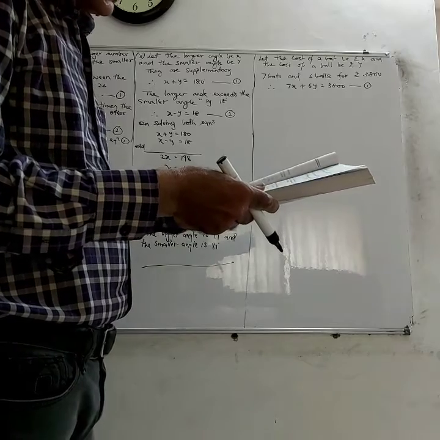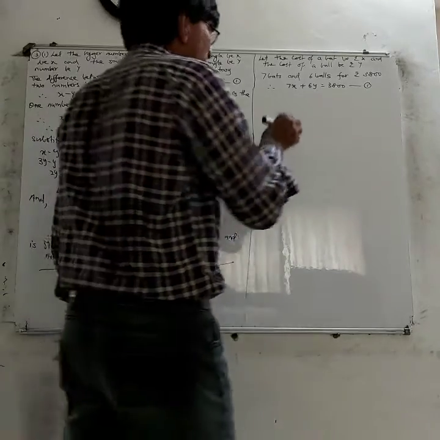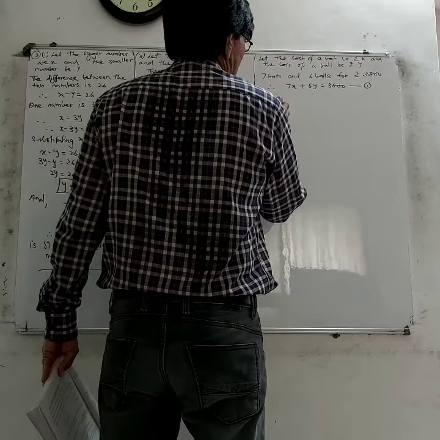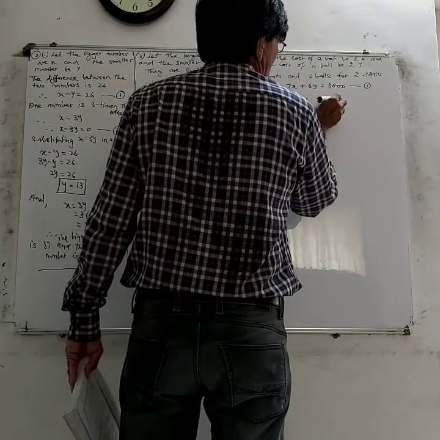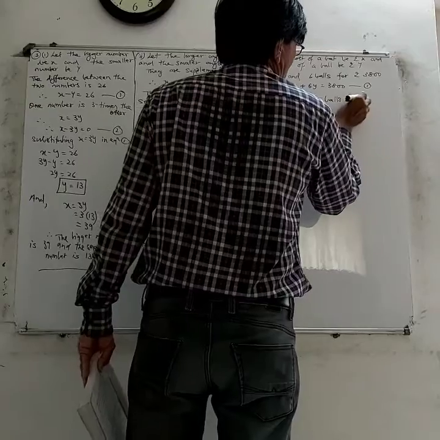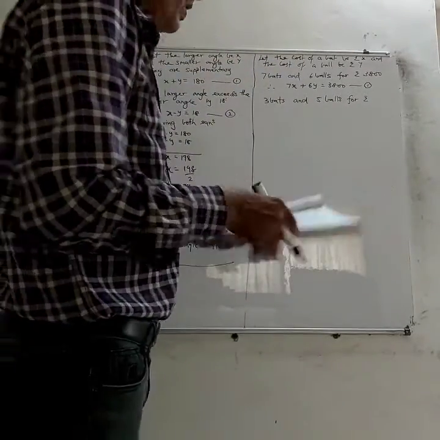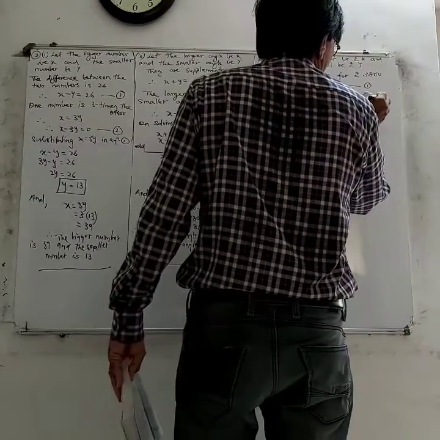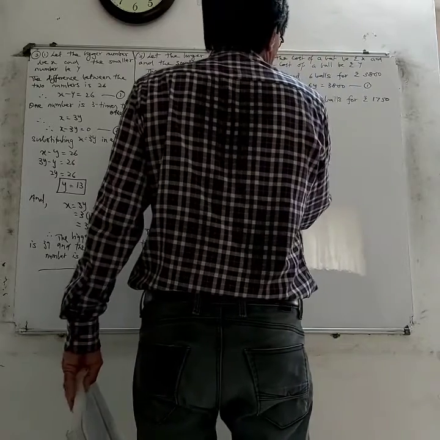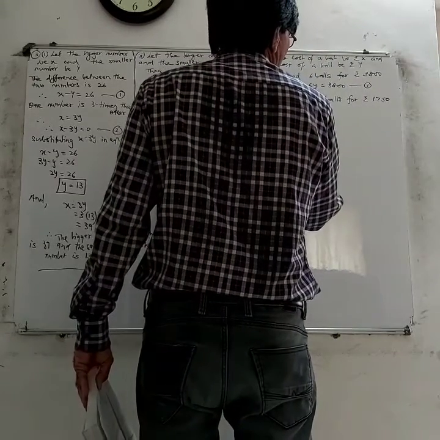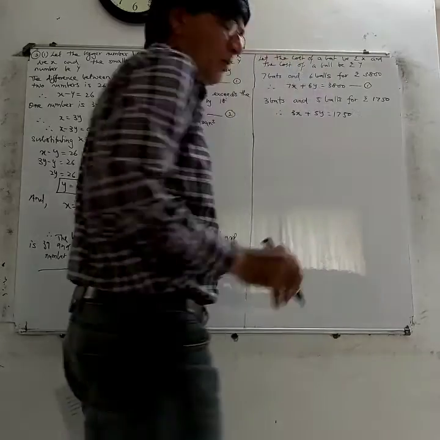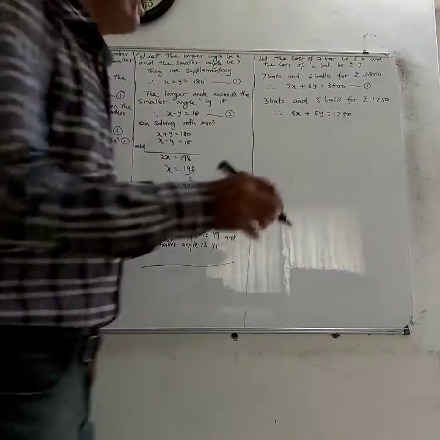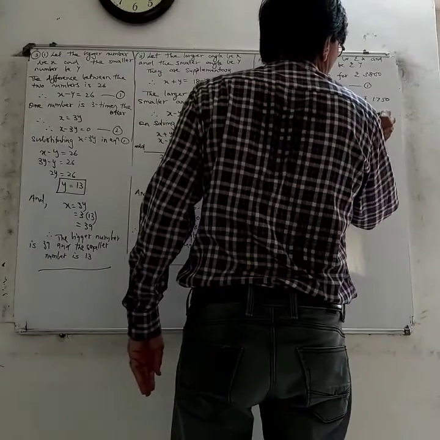Later she buys 3 bats and 5 balls for rupees 1750. Therefore, 3x plus 5y is equal to 1750. Now this one gives you equation number 2.